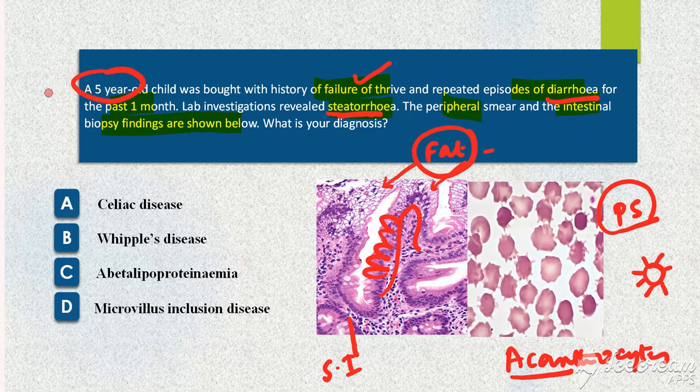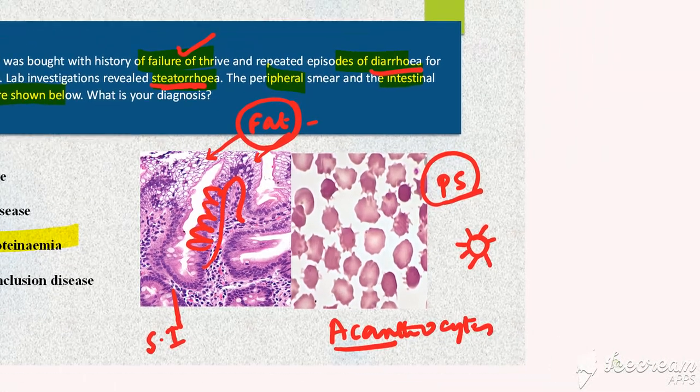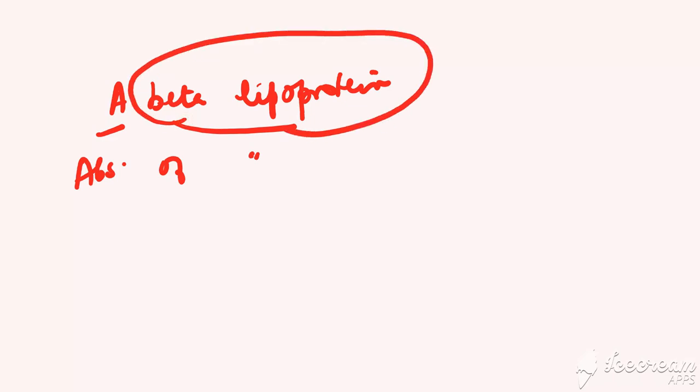So on a background, you have a child with diarrhea, steatorrhea, acanthocytes, and accumulation of lipids in the intestinal epithelial cells. So your diagnosis here is A beta lipoproteinemia. I'll tell you what is A beta lipoproteinemia. The name is self-explanatory. It's absence of beta lipoprotein, that's called A beta lipoproteinemia. So what happens when you have absence of beta lipoprotein? This is a transport protein which is going to transport your lipids.